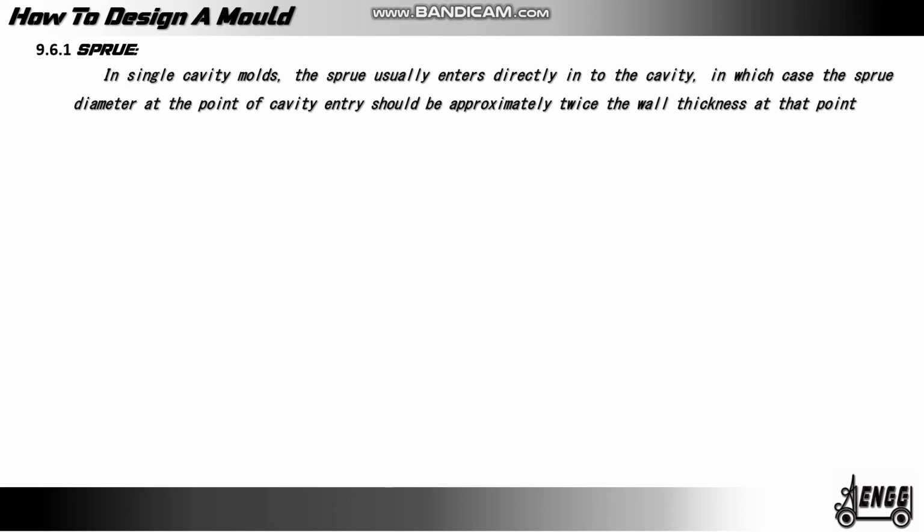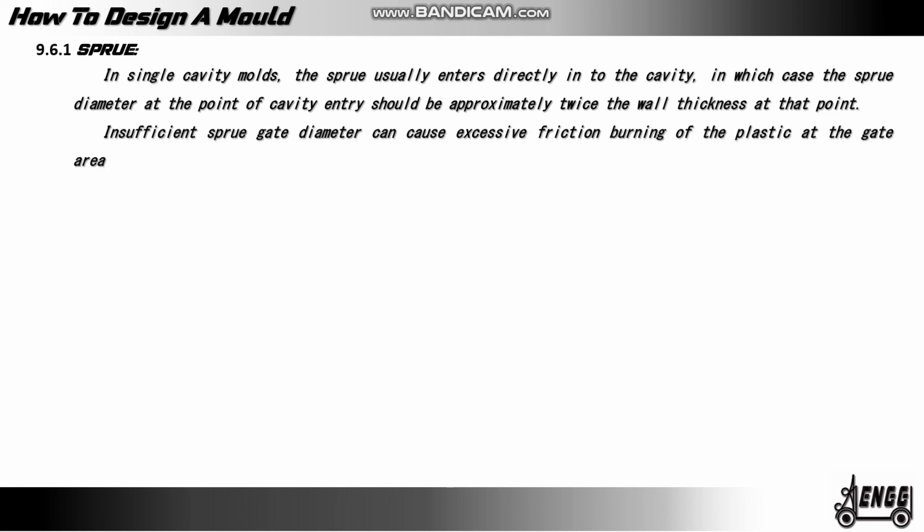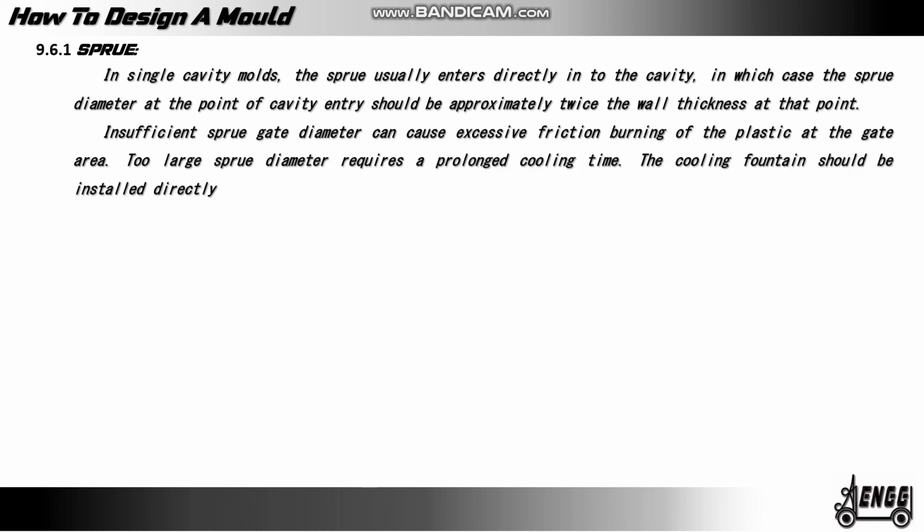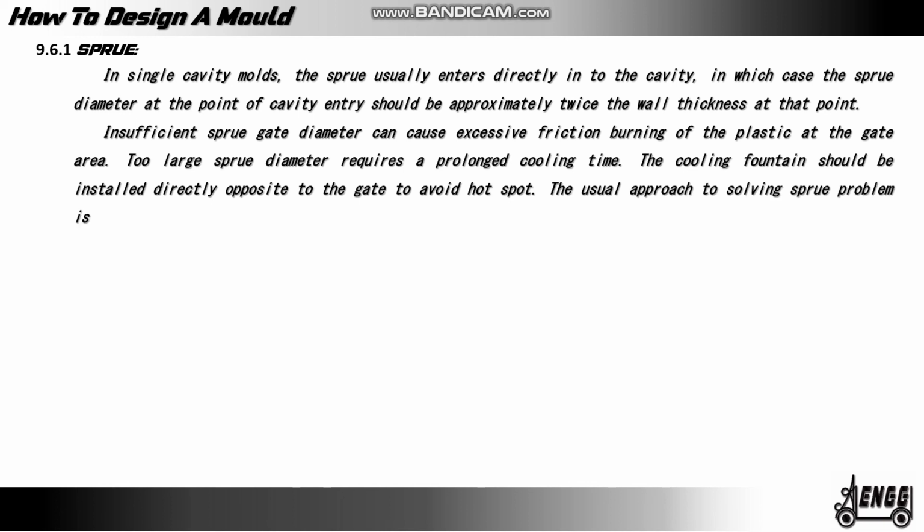Sprue. In a single cavity mold, the sprue usually enters directly into the cavity, in which case the sprue diameter at the point of cavity entry should be approximately twice the wall thickness at that point. Insufficient sprue gate diameter can cause excessive friction and burning of plastic at the gate area. Too large a sprue diameter requires a prolonged cooling time. The cooling fountain should be installed directly opposite to the gate to avoid hot spots. The usual approach to solving sprue problems is to design a shorter sprue, use a hot sprue, or eliminate the sprue altogether.